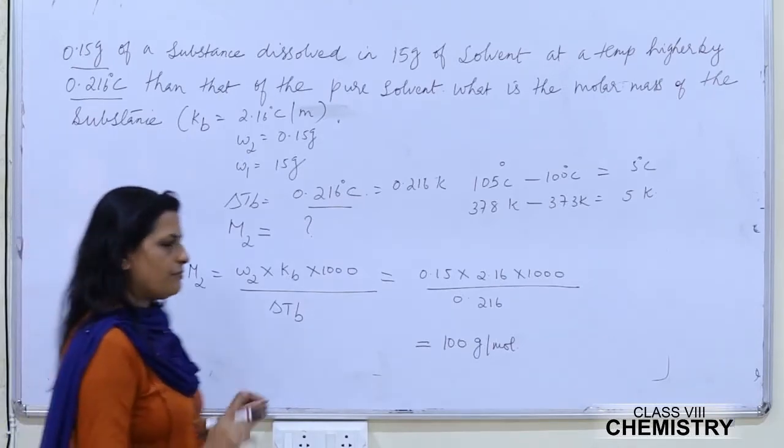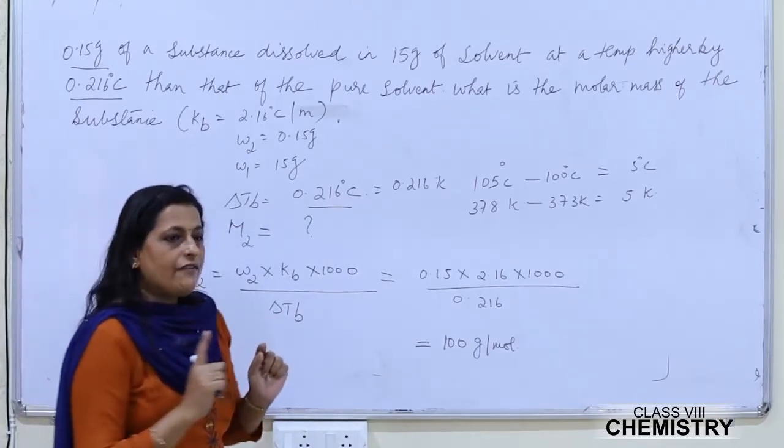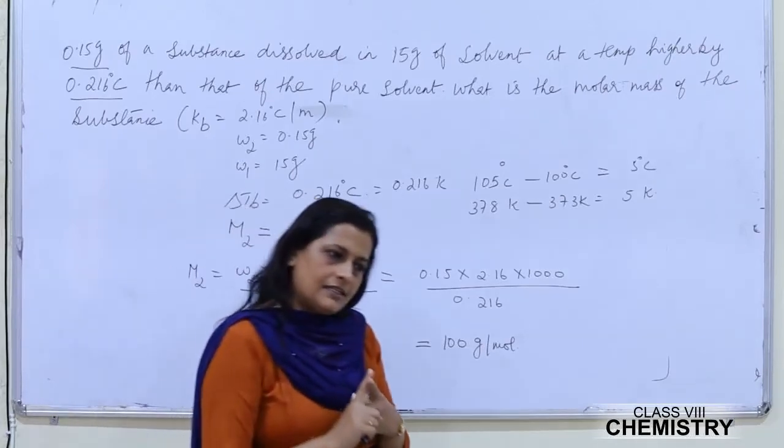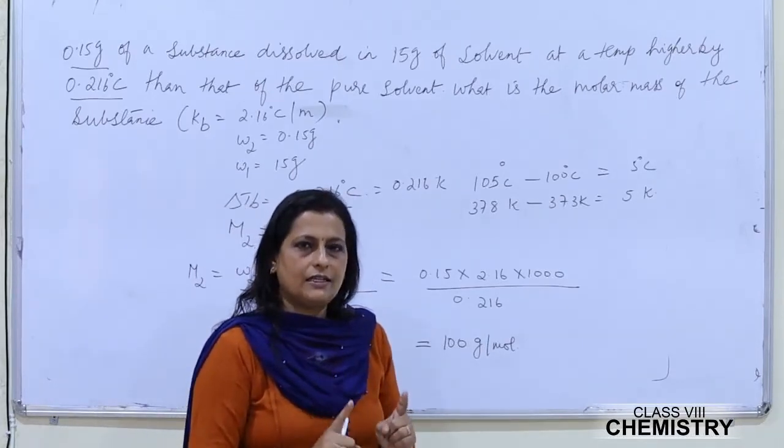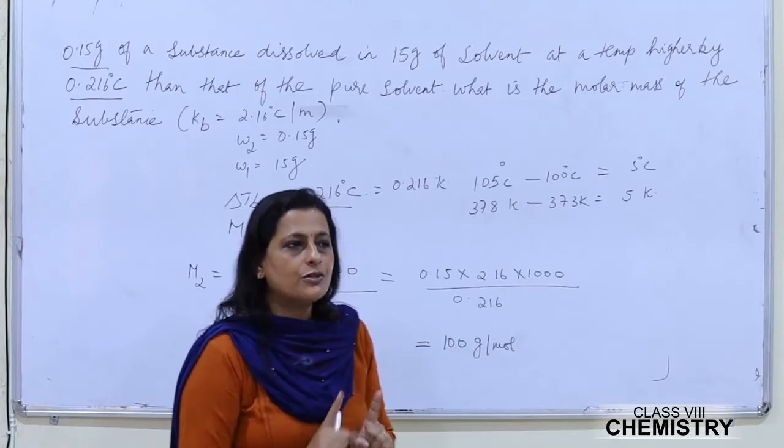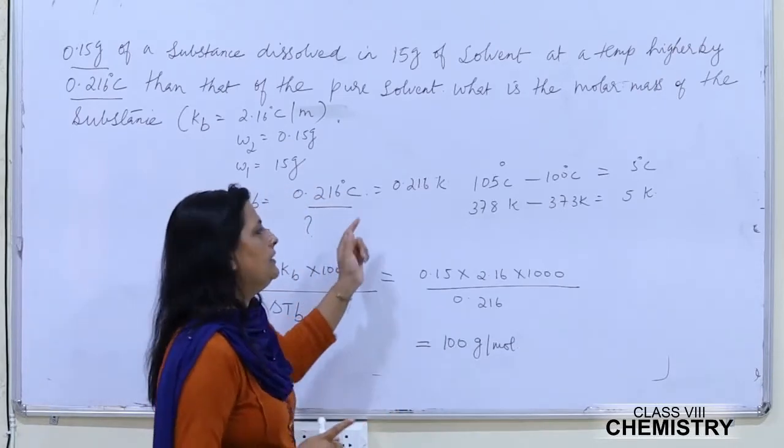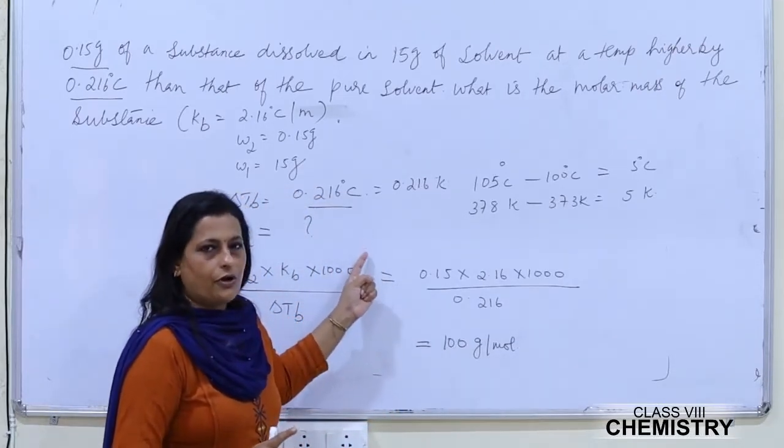The main thing you have to keep in mind is the elevation in boiling point. If it is given in degree C, you will do it in degree C. If it is given in Kelvin, you will do it in Kelvin. You are not going to convert it. If you go to convert it, the total thing will go wrong.